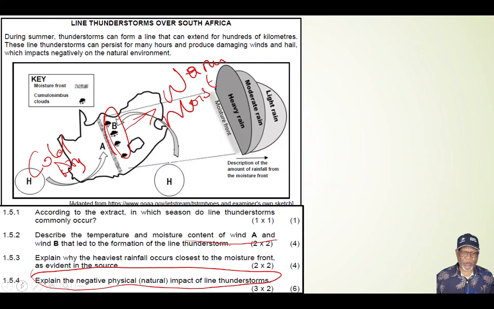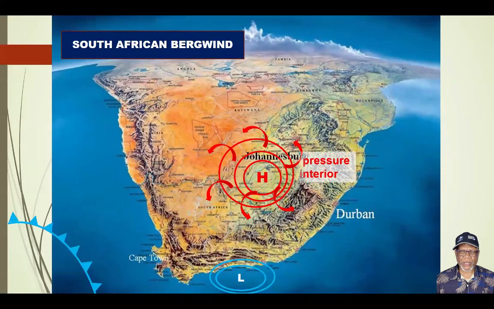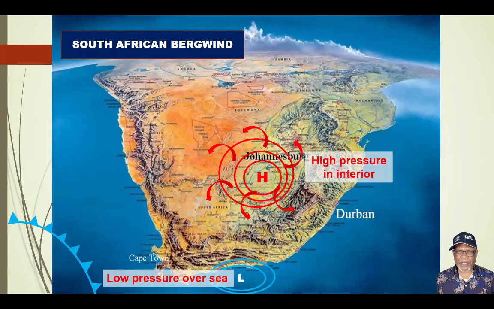The impact on the natural environment. So we said the impact on the natural environment for tropical cyclones is the same as the impact for mid-latitude cyclones and line thunderstorm. So the impacts are the same. Okay. Now, what do we have there?